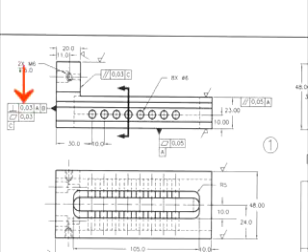If we read it, we can see that the surface indicated by the triangle must be perpendicular within 0.03 of a millimeter to datum or reference surfaces A and B. This surface must also be flat within 0.03 of a millimeter, and this surface is also reference or datum surface C.